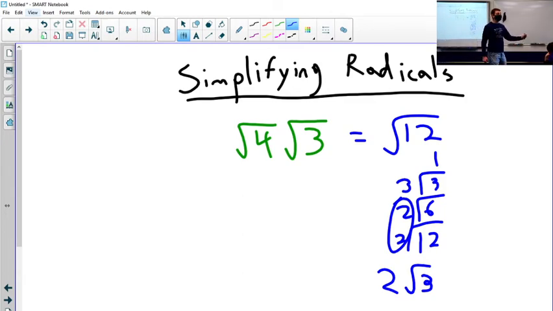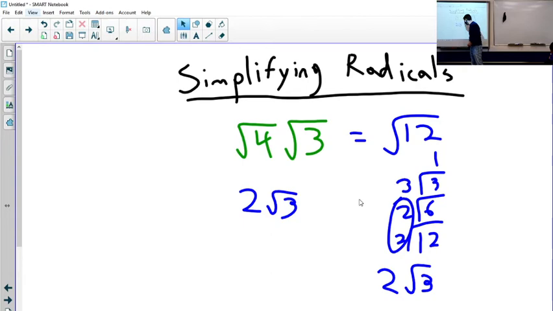Now, I've done this between yesterday and today, and I've only had one person catch it this way. That's the long way to do it. The short way is to say, wait a second, the square root of 4 is 2. Done. If you catch some perfect squares, then please use them. All right, moving on.